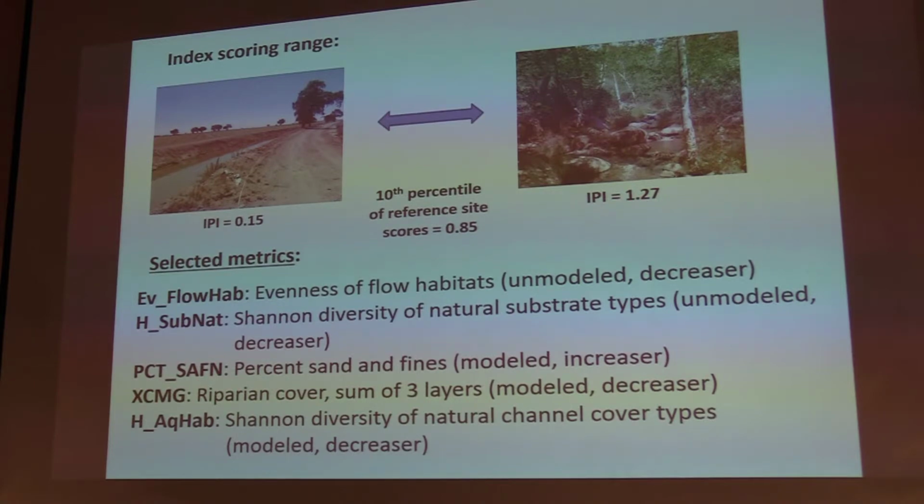Now that does have some implications for index performance, and so I'm going to come back to percent sand and fines in just a minute. We also included riparian cover, that is the sum of three layers: ground level, medium level, canopy level. And finally, Shannon diversity of natural cover types, and both of those last two were modeled decreasers.